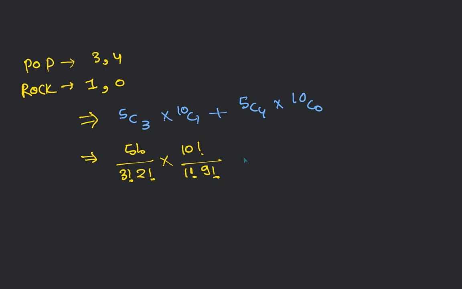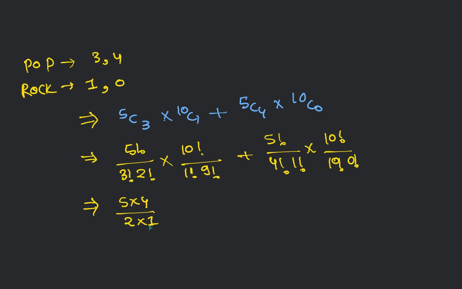10 minus 1 is 9 factorial. Yes, I really understand it. Similarly, 5C4 gives four factorial, 1 factorial. You just stick with the formula and you will get the 10 factorial into 0 factorial. So let's solve this further. This will be equal to 5 times 4 over 2 times 1.